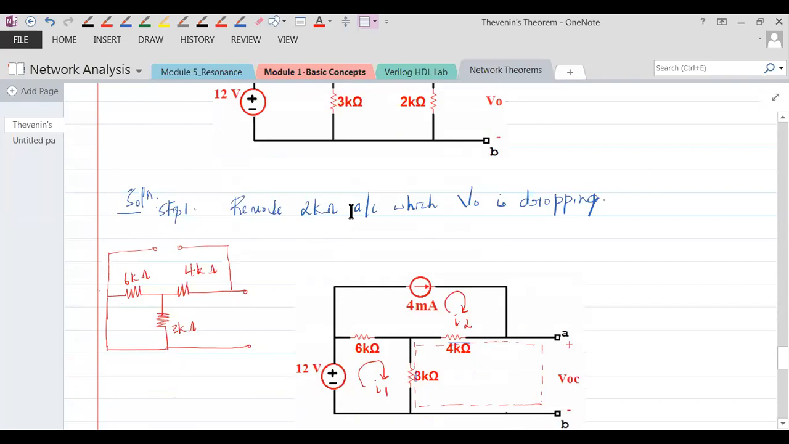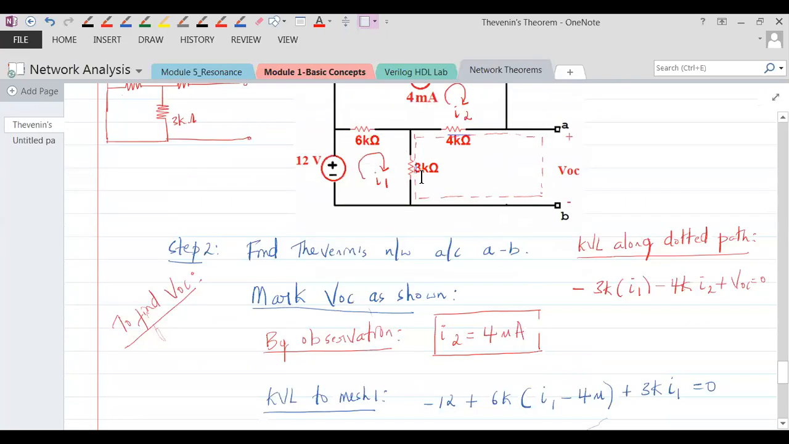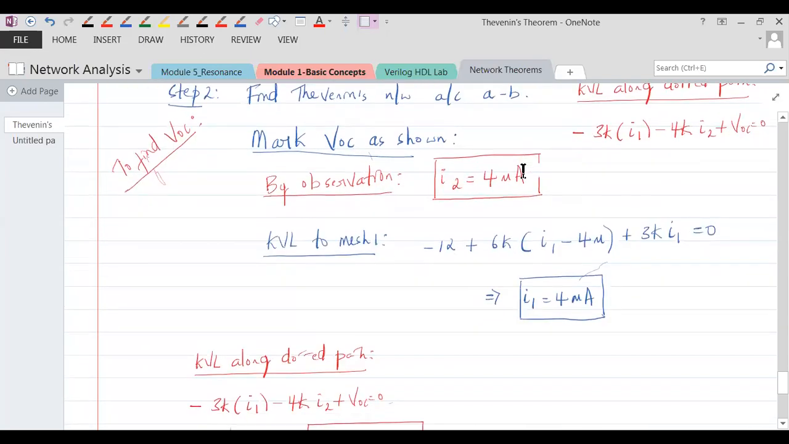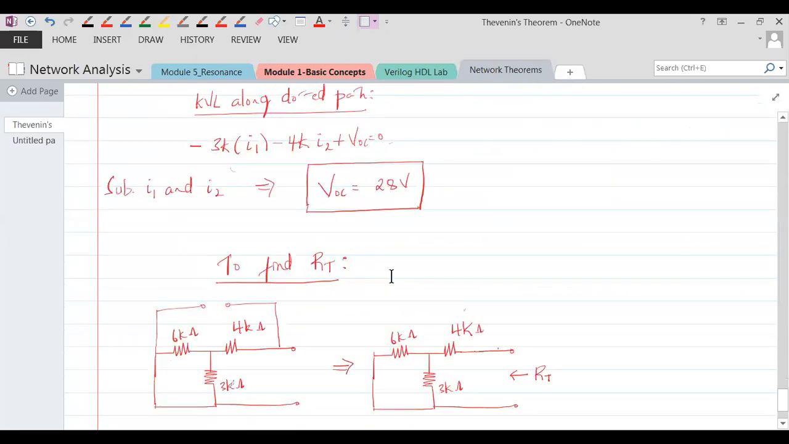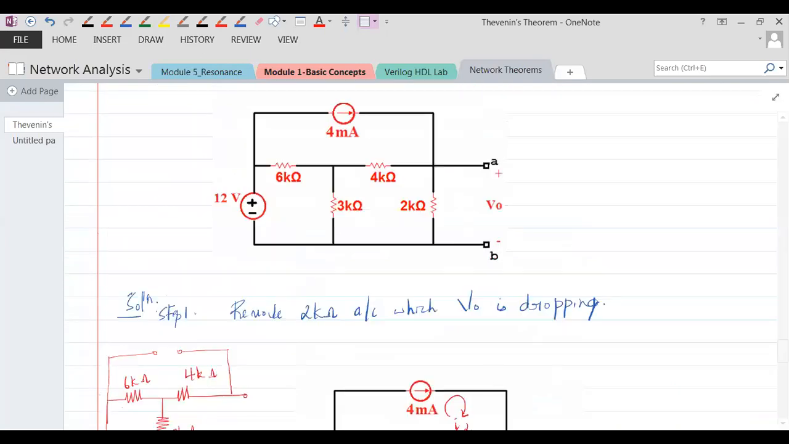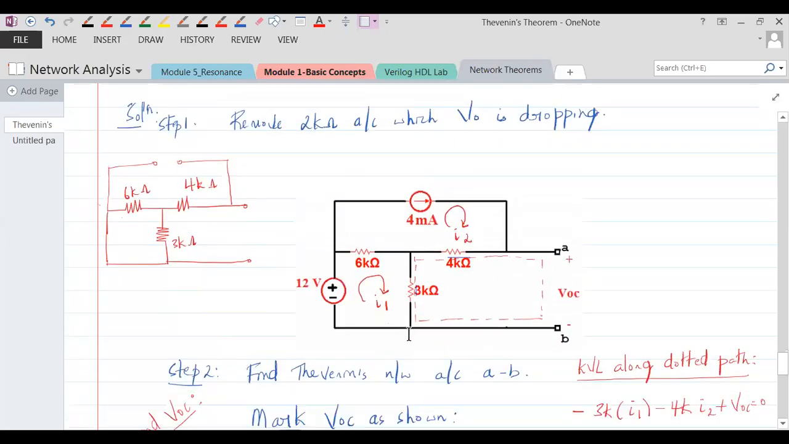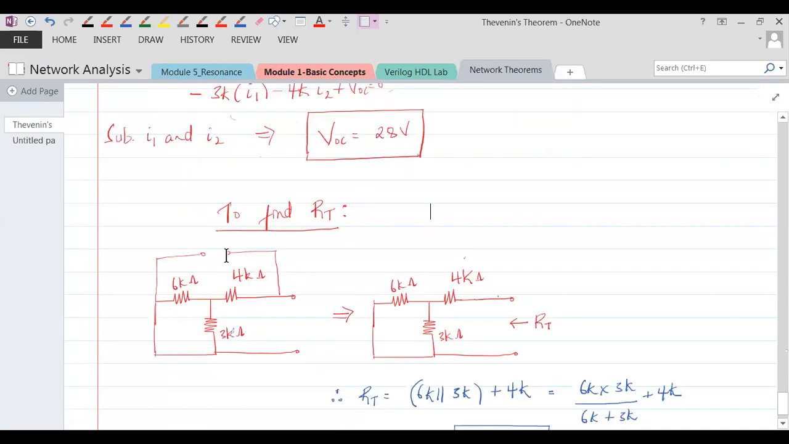So since we are asked to find out the Thevenin's equivalent network, we mark the voltage VOC across the terminals AB. Then we have to find out the voltage VOC, which happened to be 28 volts. We have seen that in detail. Then we had to find out RT also. Because very first thing is after removal of 2K for the remaining circuit across AB, we have to find out the Thevenin's network. Okay, so VOC is something that we have found out, and we also found out RT. Understand that? So how did we find out RT?